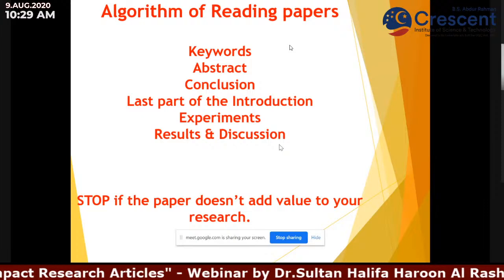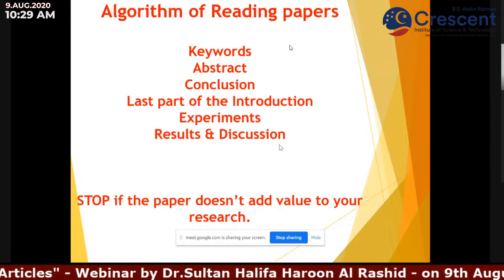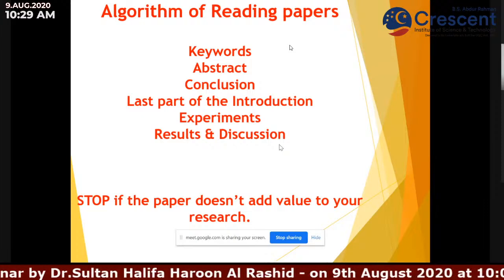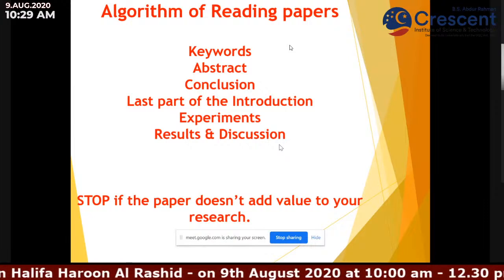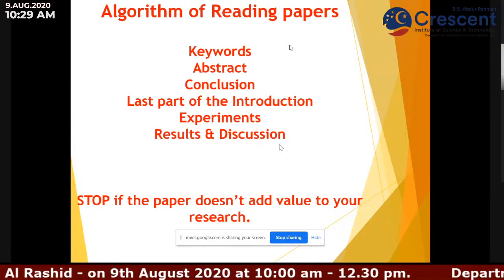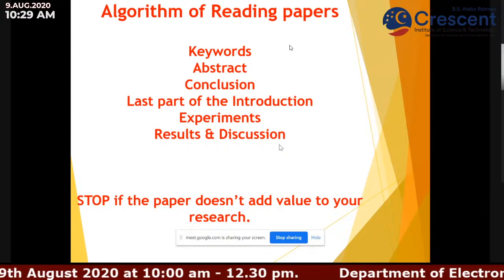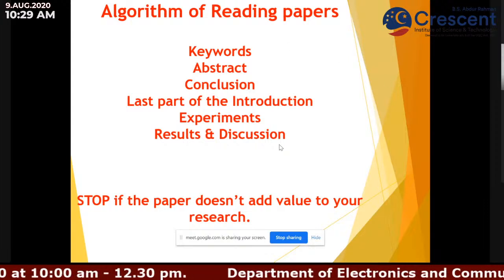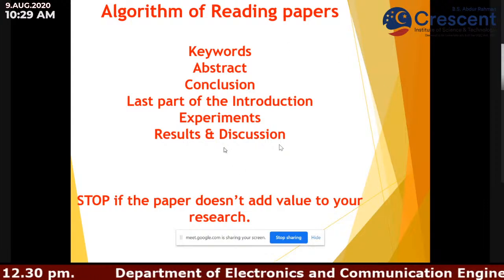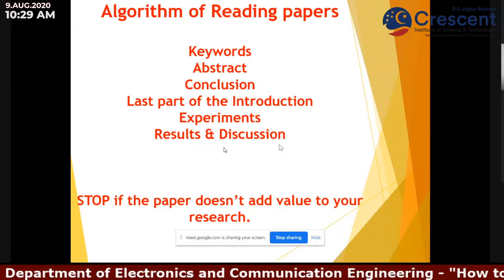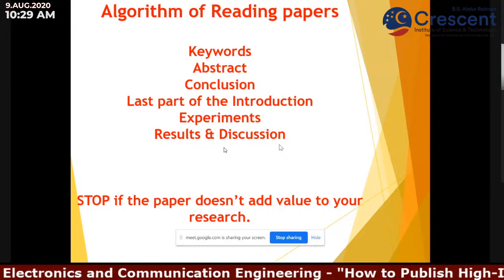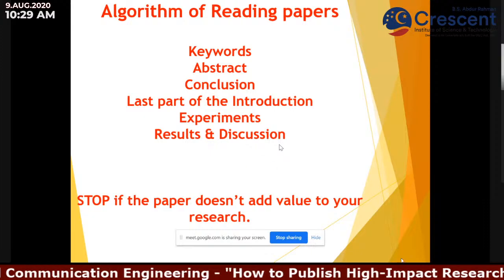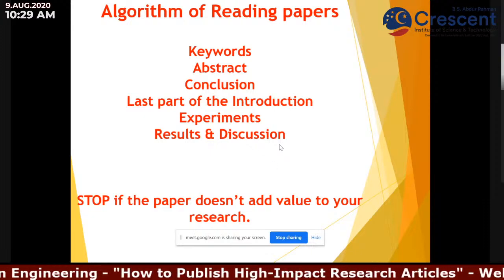After checking all these boxes, finally, you read the results and discussion. You have complete rights to stop reading at any stage of this if that paper makes no sense to your research. So first the keywords, then the abstract, conclusion, last part of the introduction, experiments, and results and discussion.